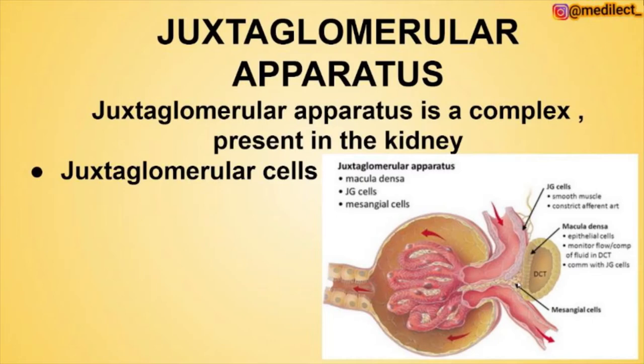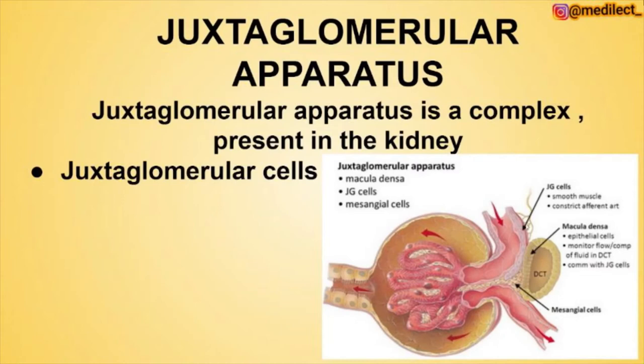These mesangial cells are over here also. Over here, these are also the mesangial cells. This yellow part, these yellow cells are also the mesangial cells. And this coming over here, this is the mesangial cell involved in the JG apparatus. So this is the macula densa, part of the DCT. This is the JG cells.